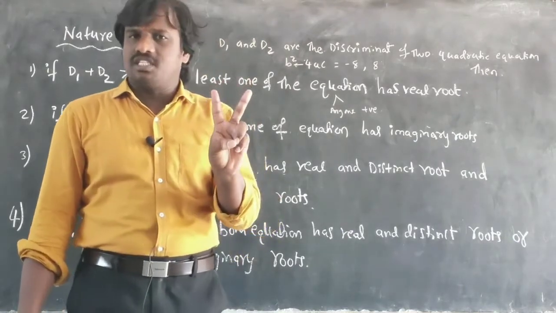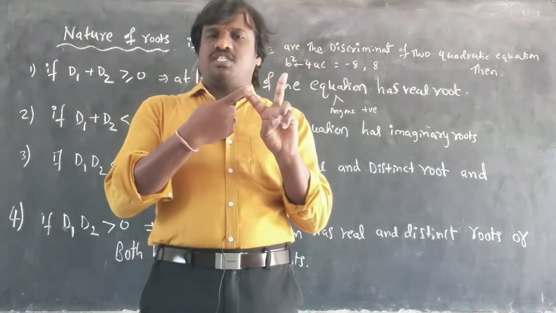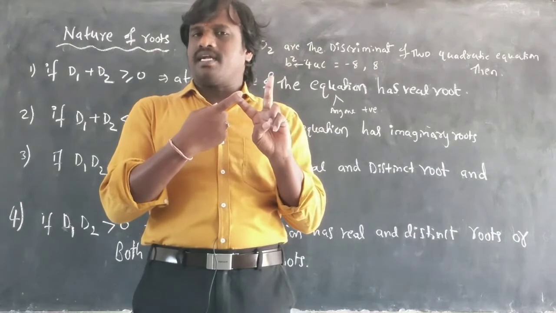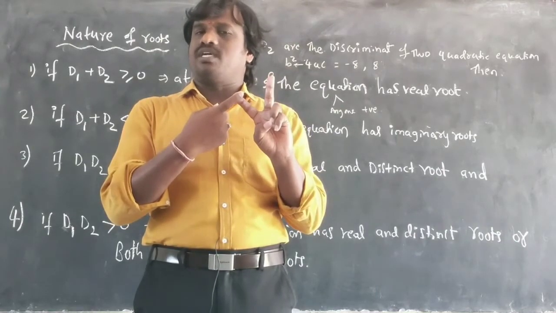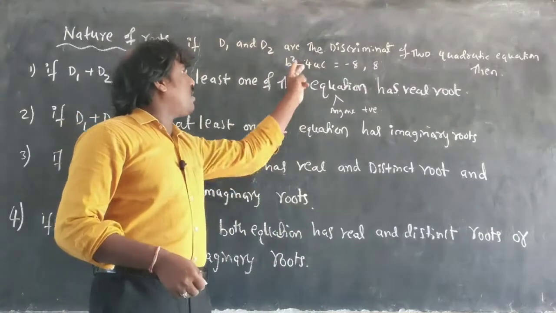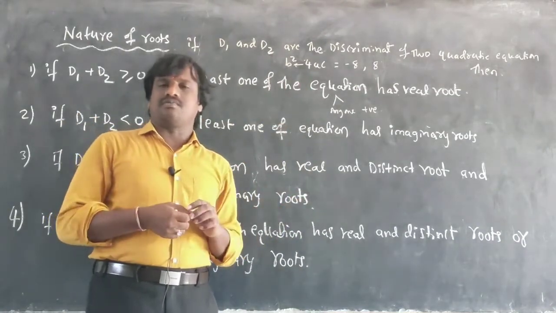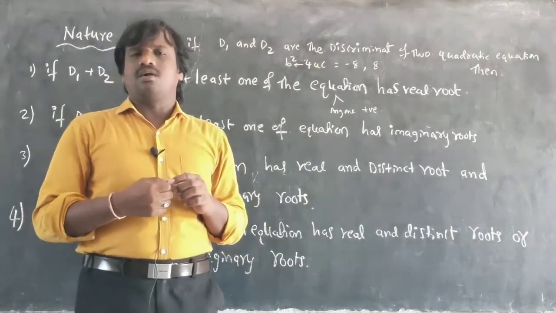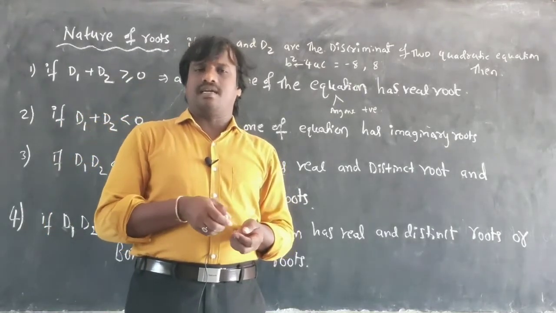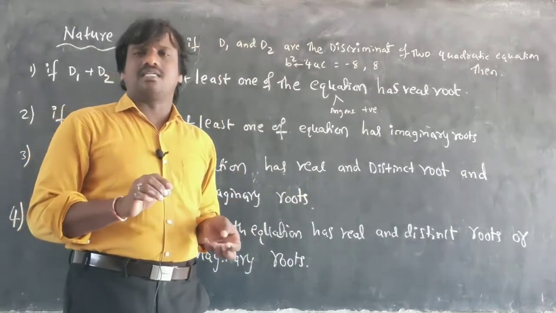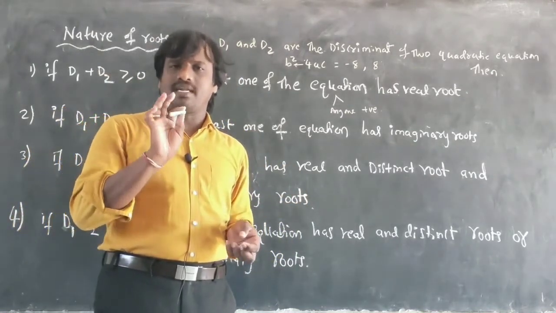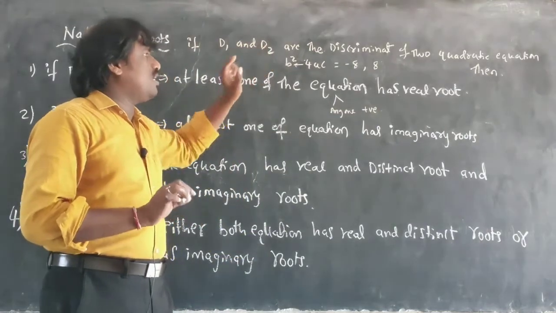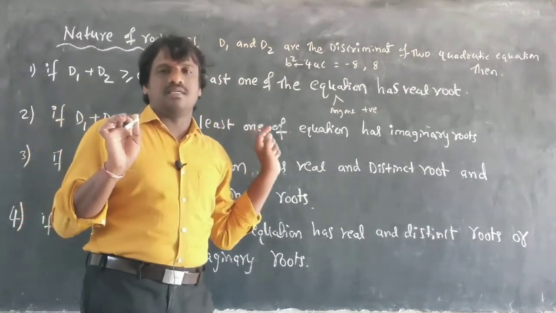Two quadratic equations you have. One quadratic equation is ax² + bx + c, whose discriminant is b² − 4ac. And another quadratic equation, you can take px² + qx + r, and the discriminant of this will be q² − 4pr. So let us consider like that. There are two discriminants, discriminant 1 and discriminant 2. Then how to comment on that?